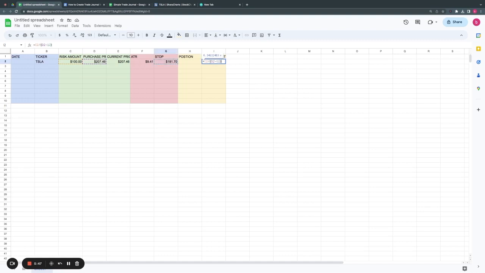So this is going to tell us the distance between our stop price and our purchase price, and then what our risk amount could be divided into it. So it's going to give us 6 shares. We're doing $100. I'm going to make sure and remove the decimal places so it rounds automatically.